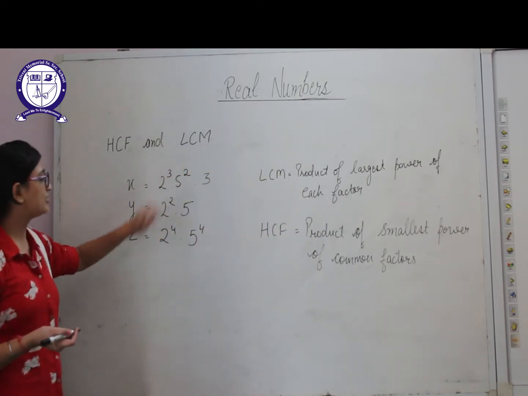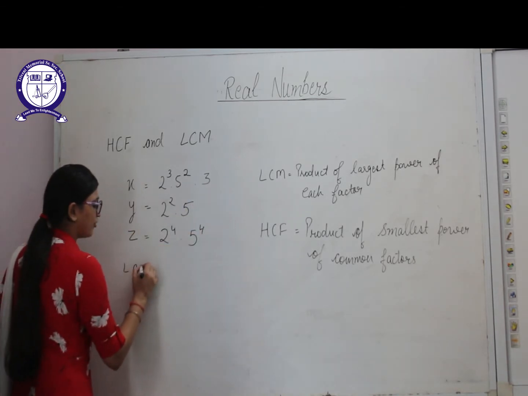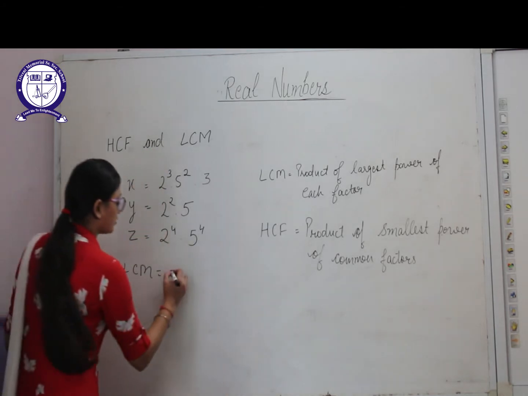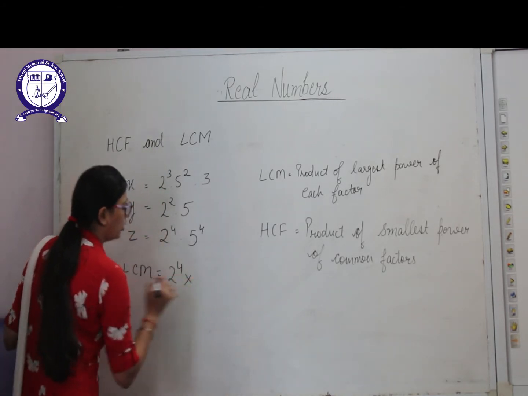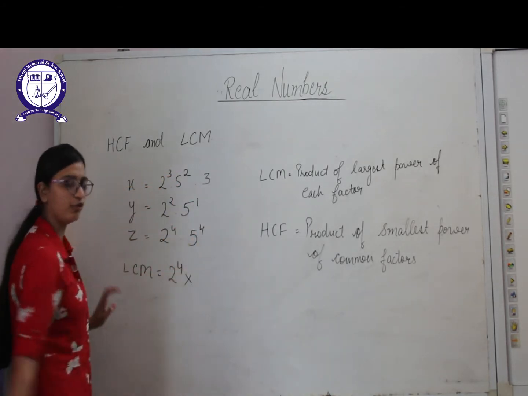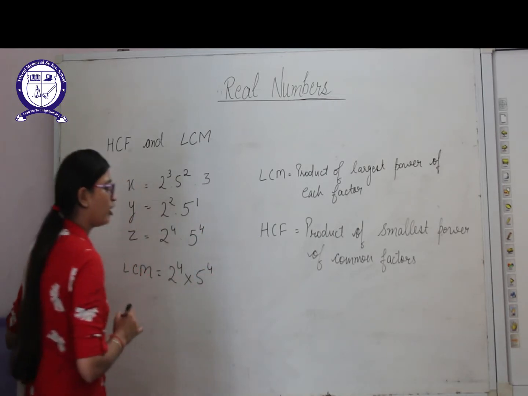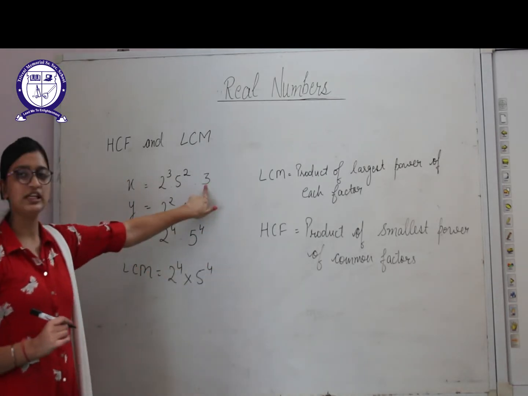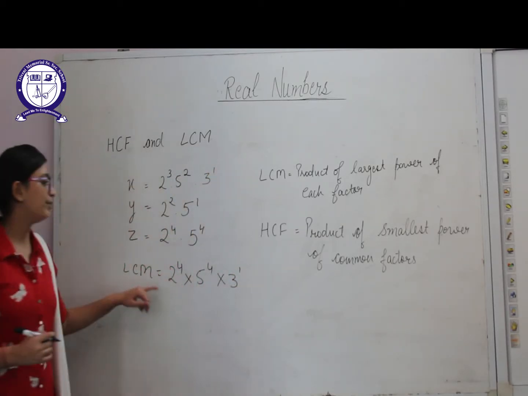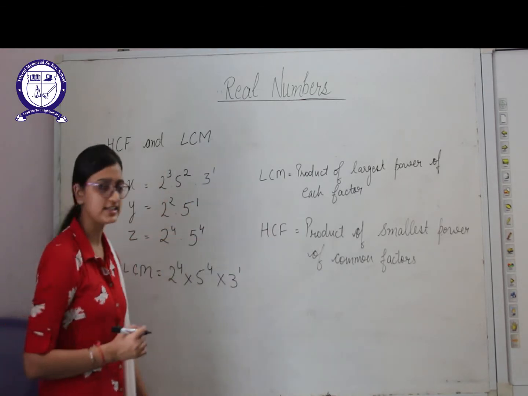We can see that there are three factors, 2, 5 and 3. So LCM will be the largest power of them. Like 2 has the largest power of 4, so the 2 will be raised to the power 4. And similarly 5 has 2 here, 1 here and 4 here. So the largest power of 5 is again 4, so it will be 5 raised to the power 4. And the largest power of 3 is 1, so we will write 3 raised to the power 1. So it will be the LCM. All the factors are taken and the largest power of each factor is taken.